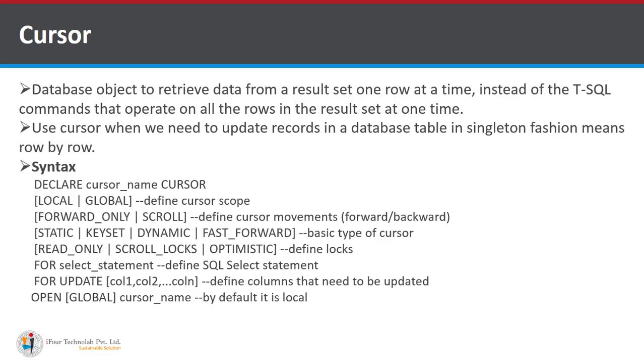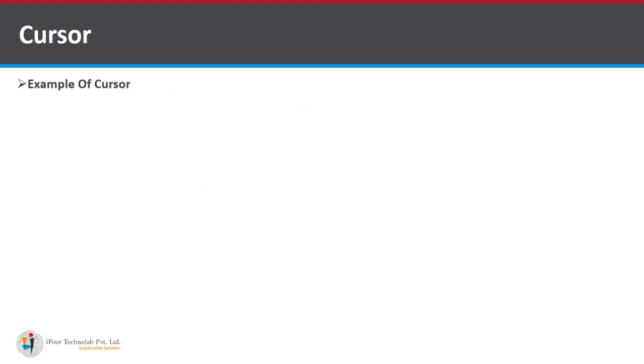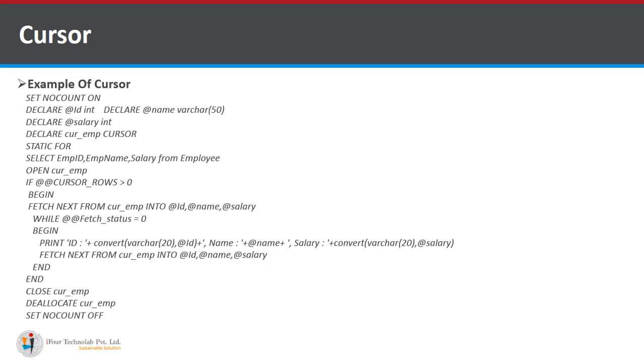Read only, scroll locks and optimistic define the locks you want. FOR, that is a select statement, defines a SQL select statement. FOR UPDATE defines a column that needs to be updated. OPEN, that is OPEN GLOBAL cursor name: by default it is local, so if you want it to be global, you have to write the global keyword. Here is an example of a cursor.